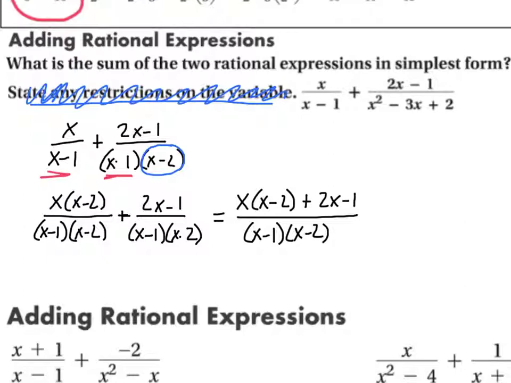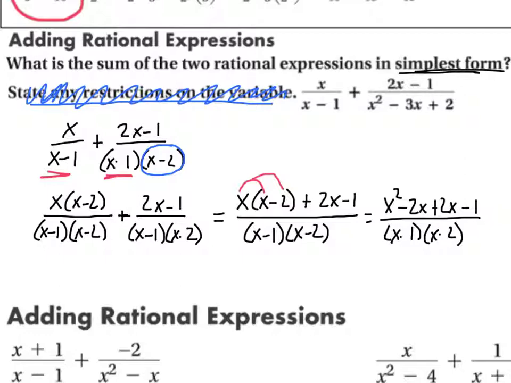Okay? Well, we need to simplify the top, and in order to do that, we have to distribute the x. So we have x squared minus 2x plus 2x minus 1. Okay, because the key here is they want this in simplest form. You always want to reduce your fractions. So looking at this, when we combine negative 2x plus 2x, it goes away. So that gives us x squared minus 1 over x minus 1 times x minus 2.